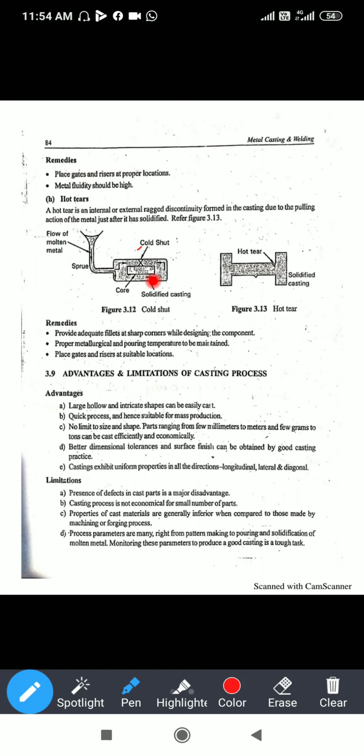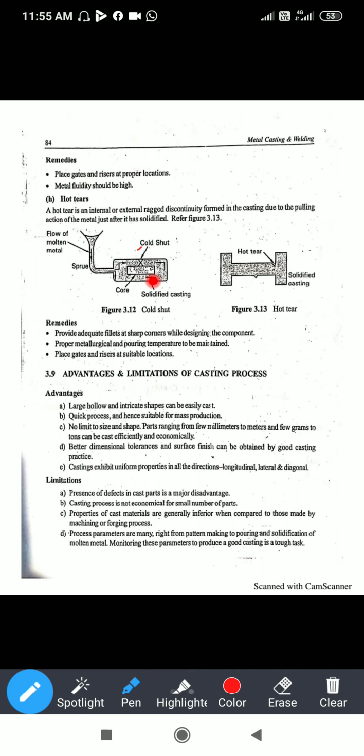Just as you have seen if you have boiled an egg, if the egg is boiled completely, whatever is inside, the yellow part, will also be solid. If the egg is not boiled properly, the white part will be solid and the yellow part inside will still remain liquid. Such a situation is called a cold shut. The same thing happens in casting also. All the casting parts are solid, and the center part is in a liquid form. This type of defect is called a cold shut.